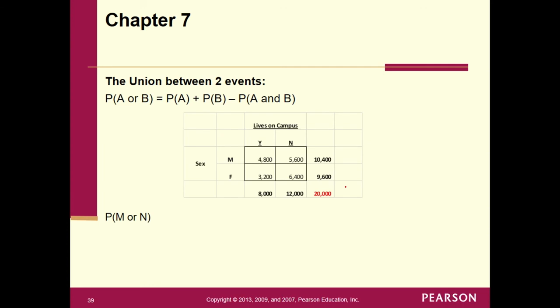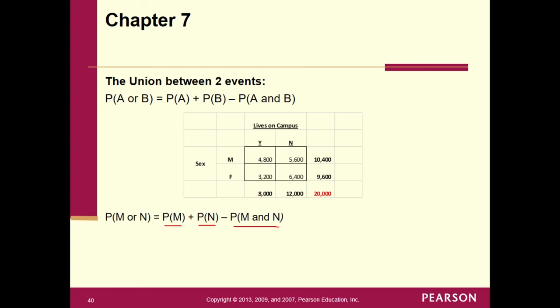Let's go ahead and use our table to figure out the union. Let's figure out the union of M or N. So here's our formula. That would be the probability of M plus the probability of N minus its intersection.